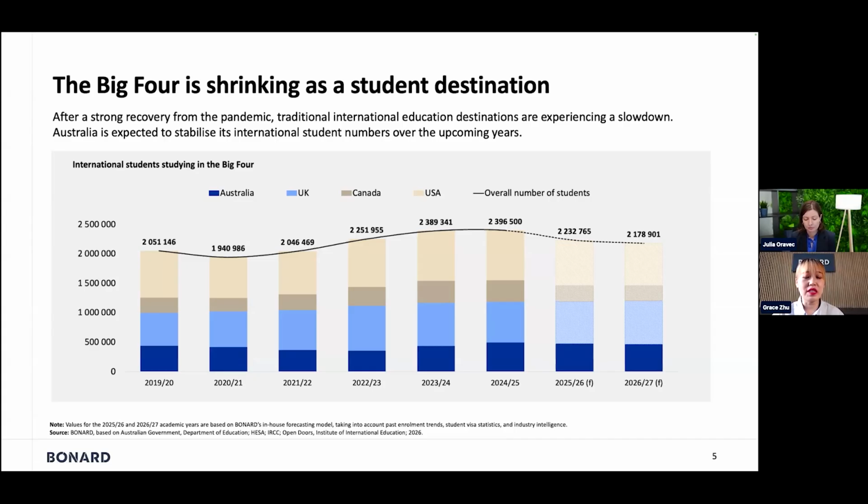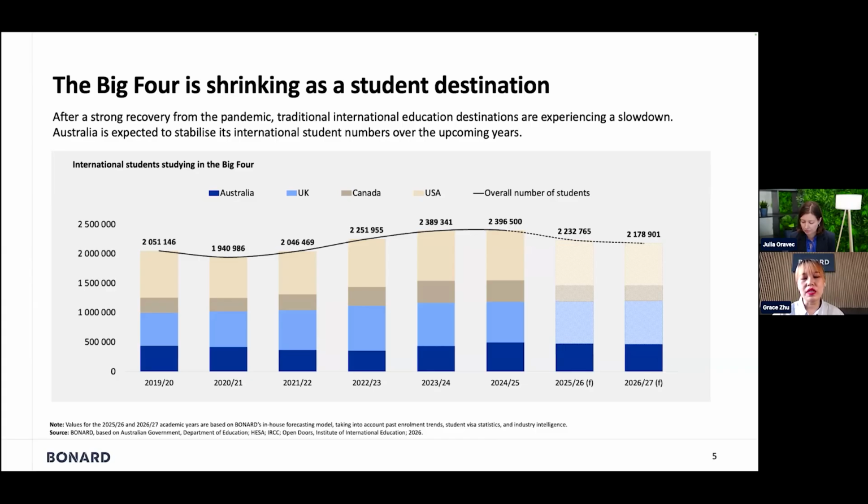I'm glad to begin with the latest student demand data on the Australian student housing market. We can start by looking at the global landscape first. After this strong post-pandemic recovery, the traditional Big Four study destinations all experience a period of adjustment. As you can see on this slide, the latest data and our forecast of the next 2 academic years show a stabilization, or in some cases, contraction of the international student population in these major destinations. So the growth that we saw in the last 2 or 3 years is cooling down.